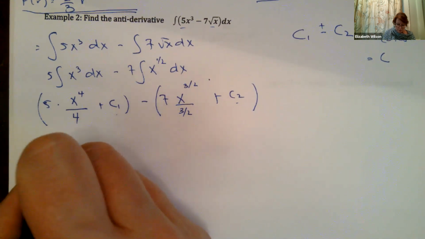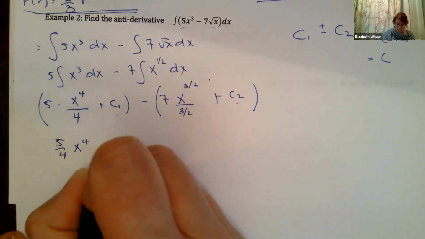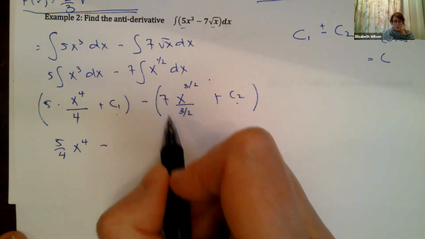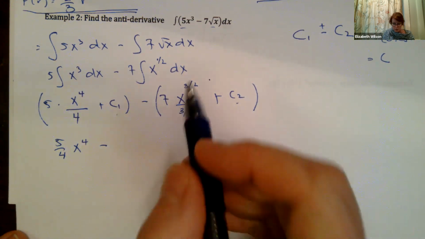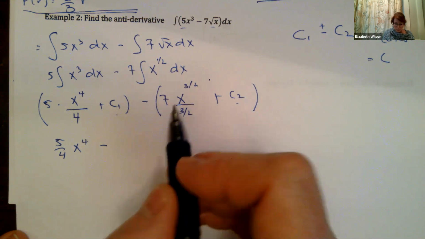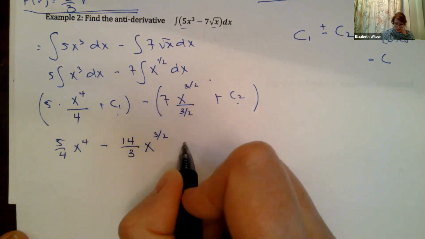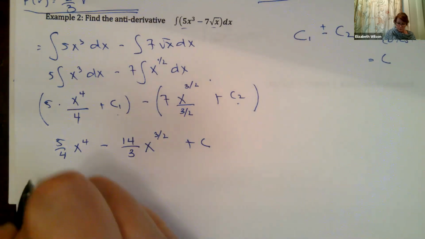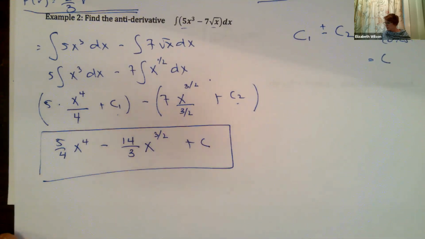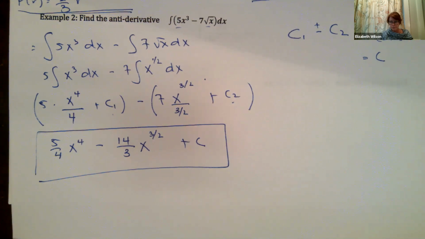This is 5/4 x to the 4th, minus, now watch, this is 7 times 2/3. Remember, because it's divided by 3/2. 7 times 2/3 makes it 14/3 x to the 3/2. And then I'm going to say plus c. Don't forget to multiply by the constant terms that you inherited from the original function. Okay.